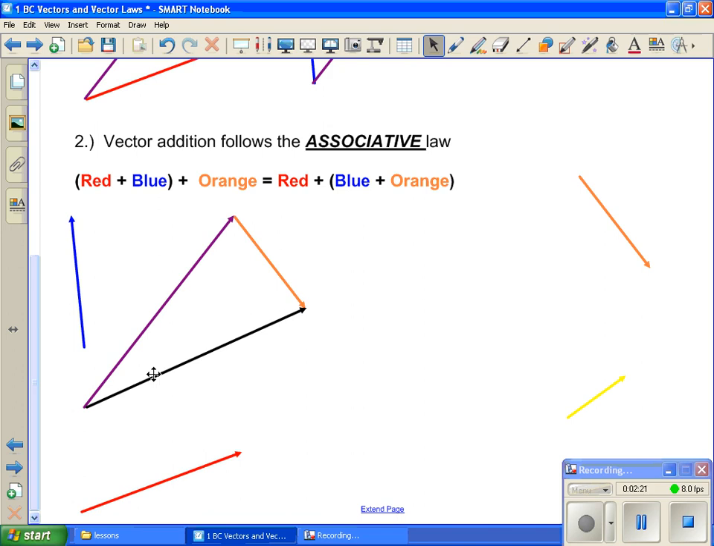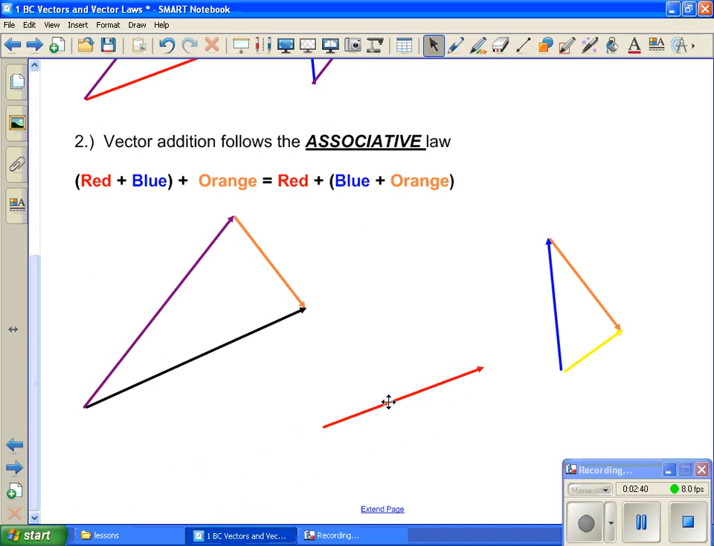Well, let's do this in a different order. Let's take the blue one first and add the orange one to it. So blue plus orange gives me this yellow one. And then I want to do red plus, well, the result of adding the blue and the orange, which is red plus that yellow one there. Do I get the same resultant? Well, let's see. Let's see if this black one actually fits in over there.